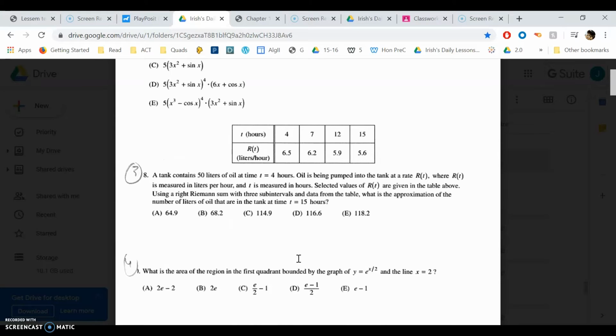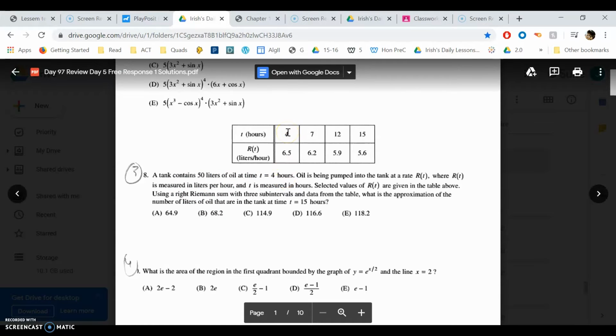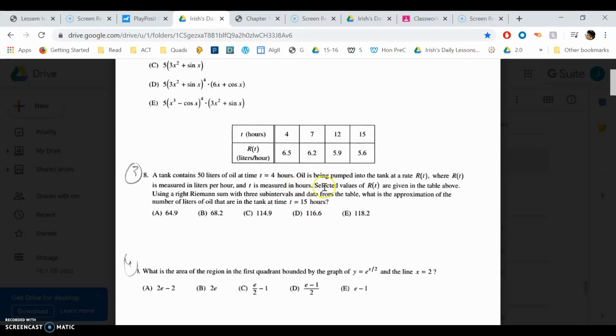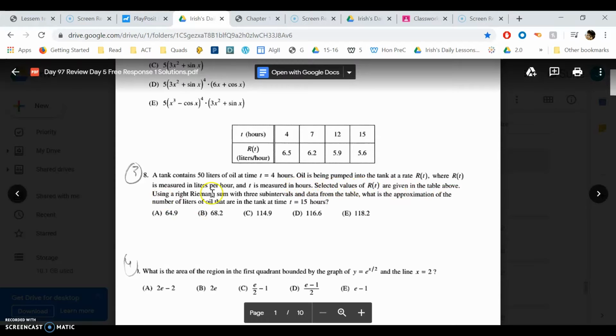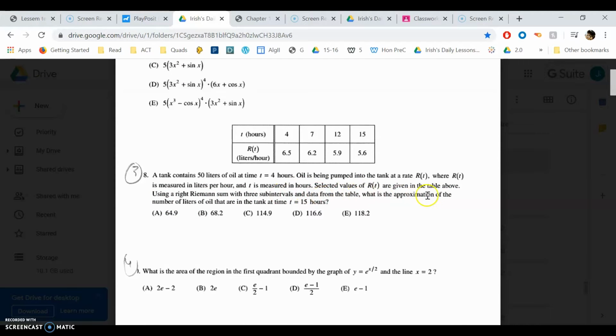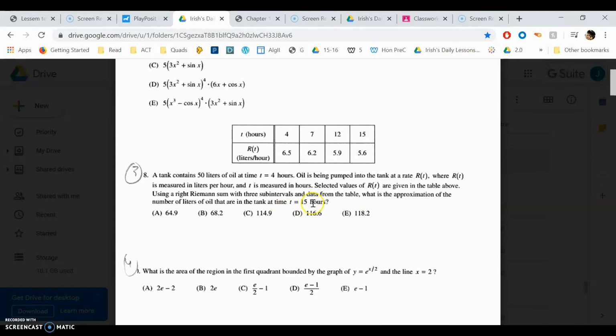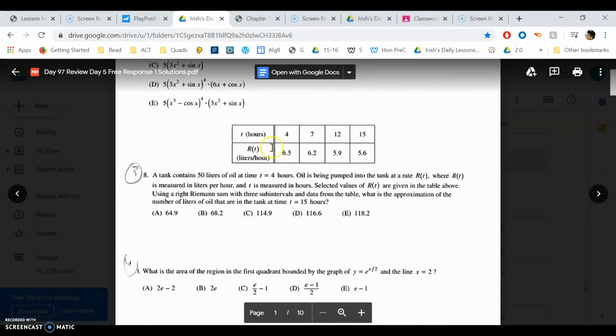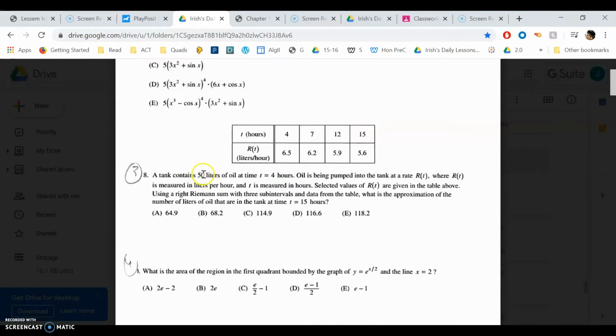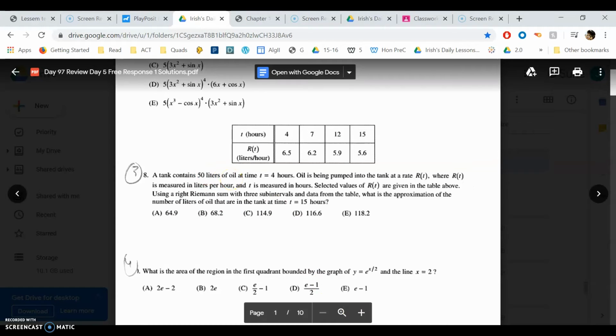All right, now let's see. Okay, so part three is a little bit tougher. So a tank contains 50 liters of oil at time t equals 4. So we start at time t equals 4. Oil is being pumped into the tank at this rate, where R of t is measured in liters per hour and t is measured in hours. Selected values of R of t. Okay, so use a right Riemann sum with three subintervals from the table. What is the approximation of the number of liters of oil that are in the tank at time t equals 15? So I got to figure out all of this. Plus, I gotta add this 50 at the end because it was for the total amount of liters, so you can't forget that 50 that started, okay? So let's do it. Here you go.